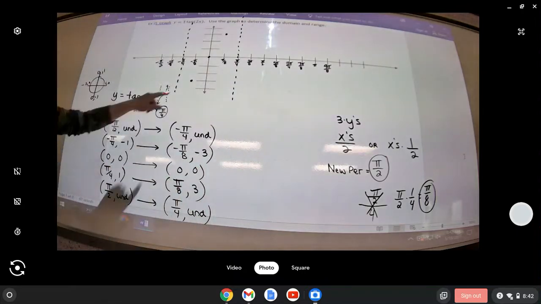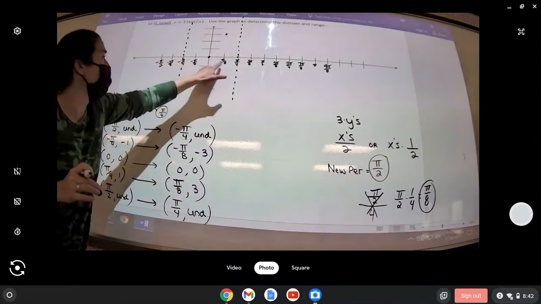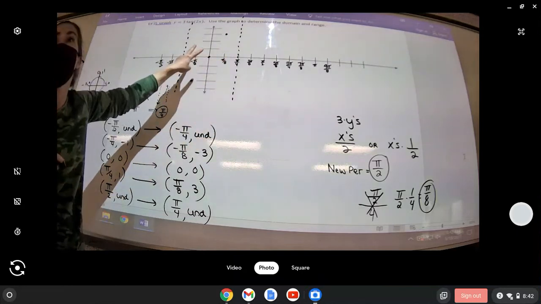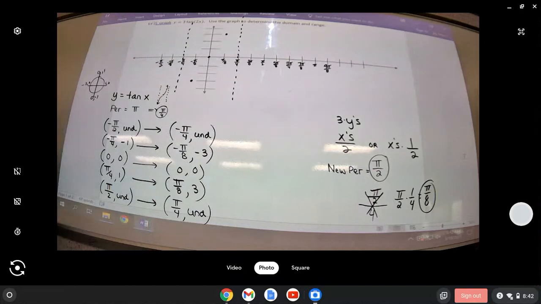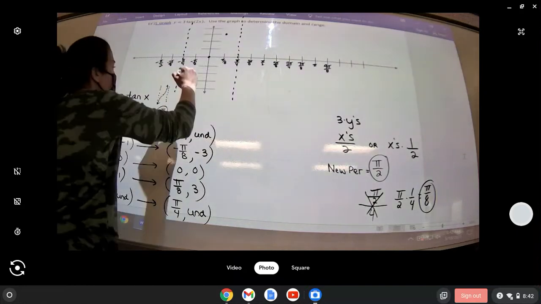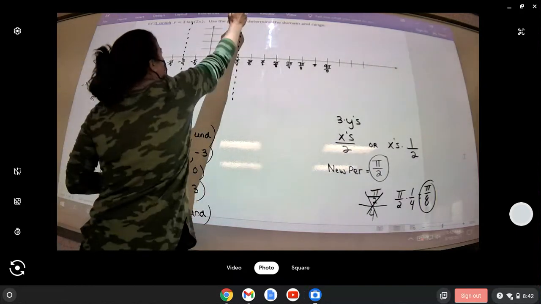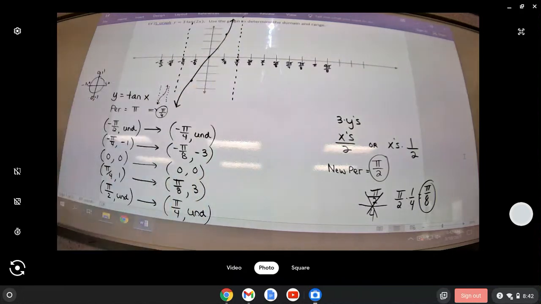So guys, if you think about it, it's 1 pi over 4 to 1 pi over 4. That's 2 pi's over 4. That's pi over 2. That's our period. It takes pi over 2 units to create one cycle now. Now, you should be able to make that squiggly curve, and there you have it.